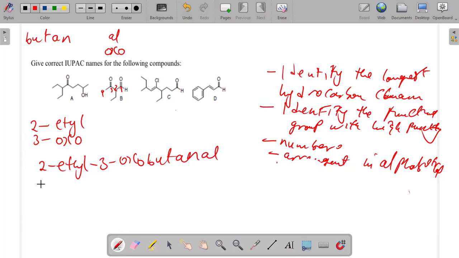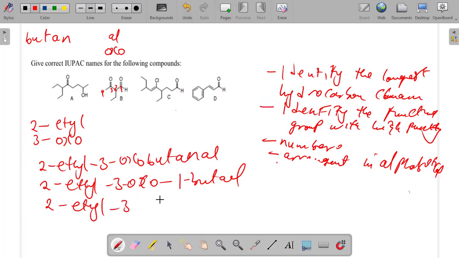Or we can say this can also be written as 2-ethyl, then 3-oxo. Okay, so if you want, you can indicate the position of your aldehyde group, which is at position number 1. So you can say 1-butanal like that. Or you can say this is 2-ethyl, then we have 3-oxo, then we say butan, then 1-al like that. So either way, all these are going to be correct in that case. Okay, let's move to the next one.